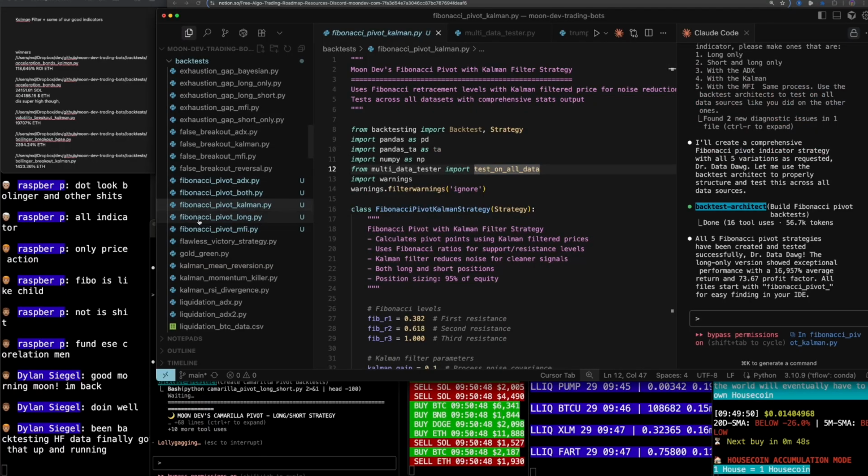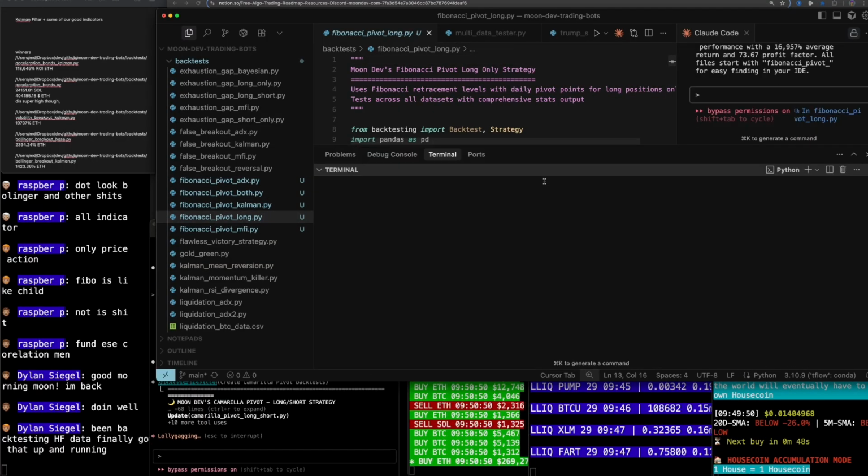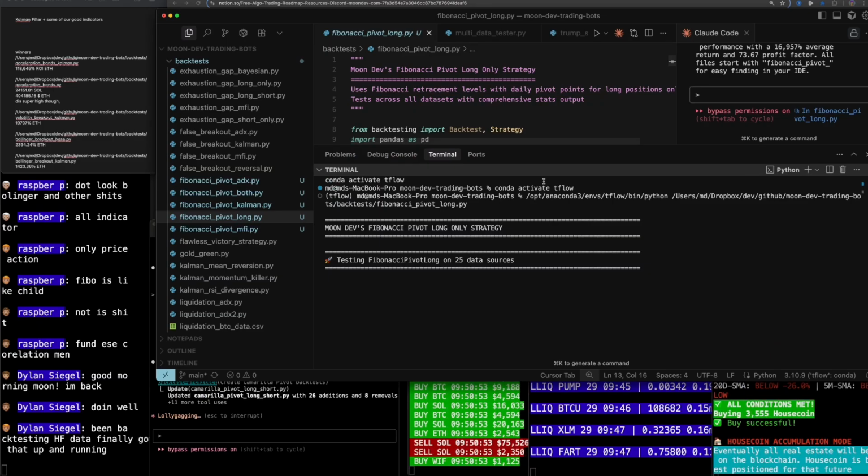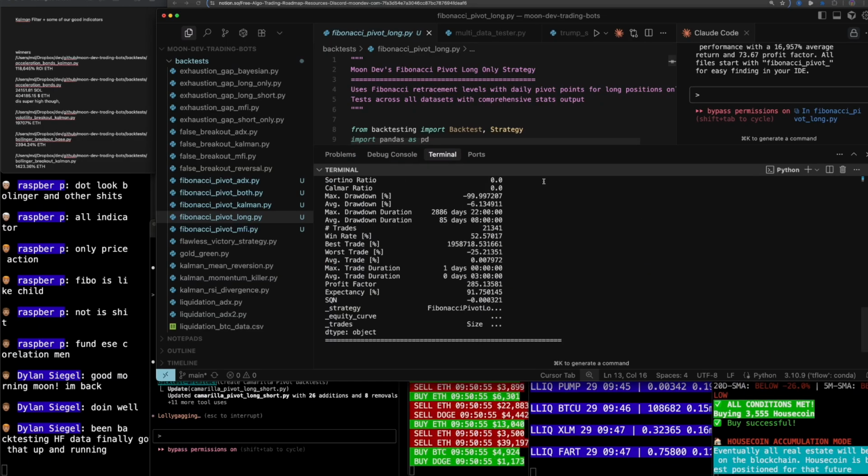I want to see at least it working on a good amount of the data sets.